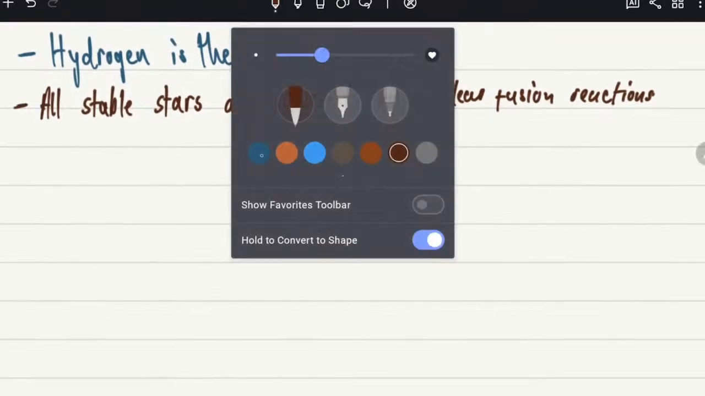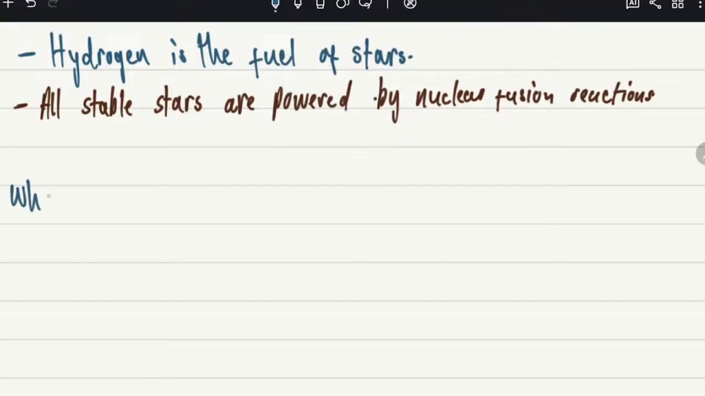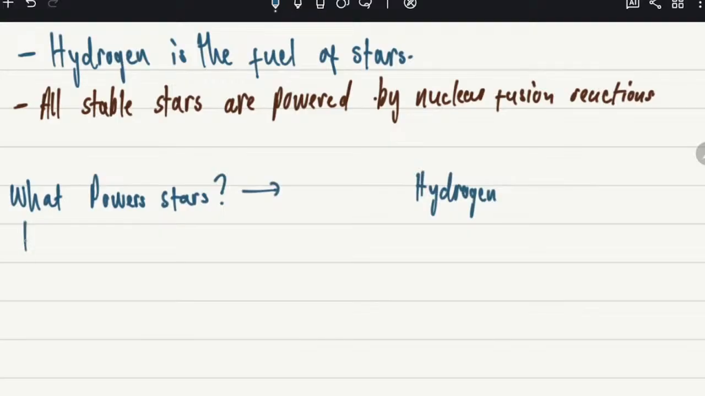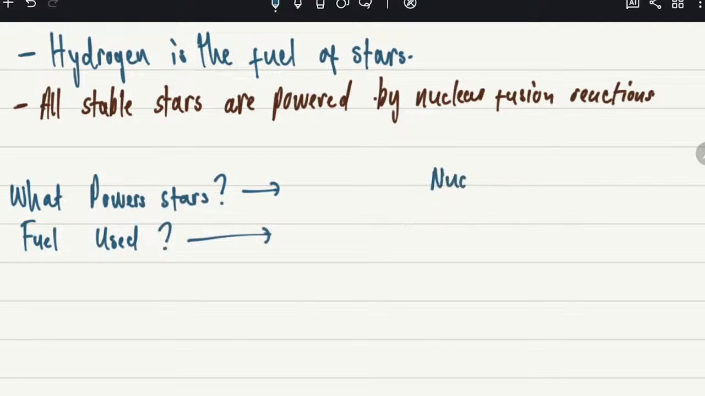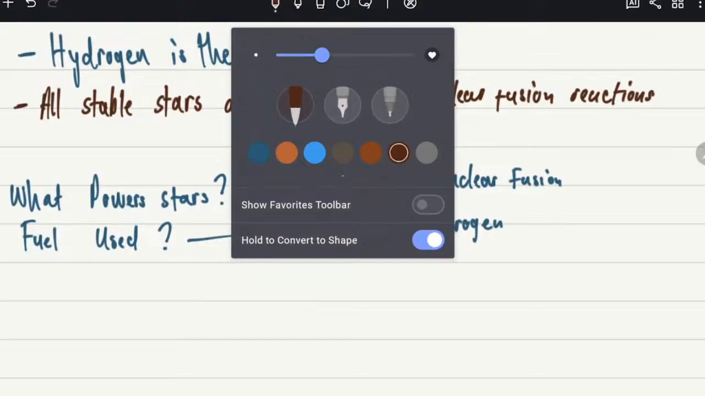So make it a what powers stars? You put your answer, hydrogen. Okay. Fuel used. You put an arrow and say, okay, let's say what powers stars, say nuclear fusion. It's better instead of just saying hydrogen. Say nuclear fusion, then the fuel, I want you to say hydrogen. That's the fuel, okay? What powers? Hydrogen powers through nuclear fusion.